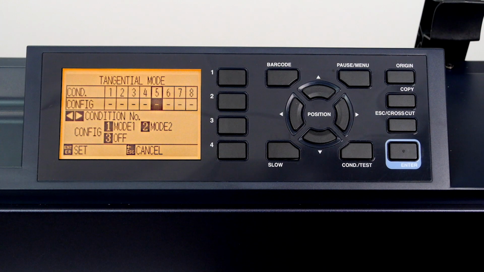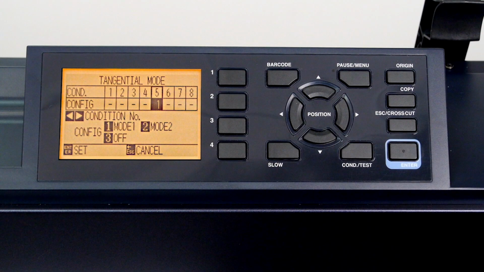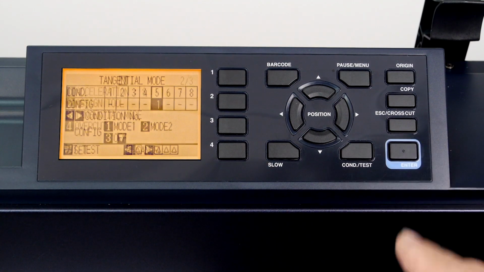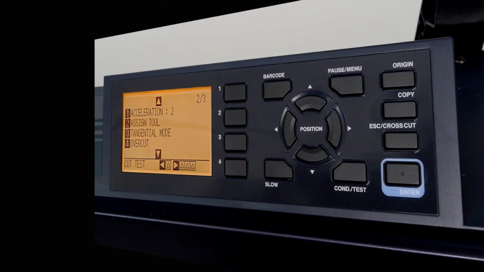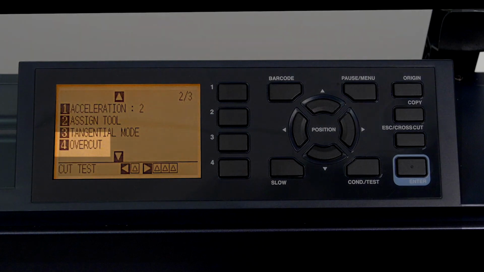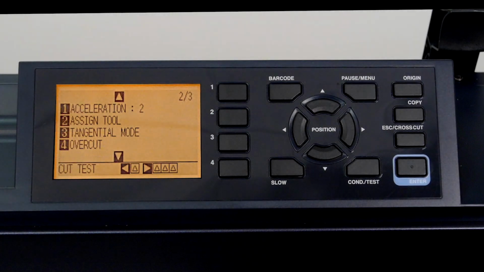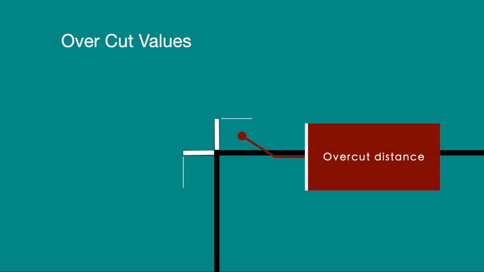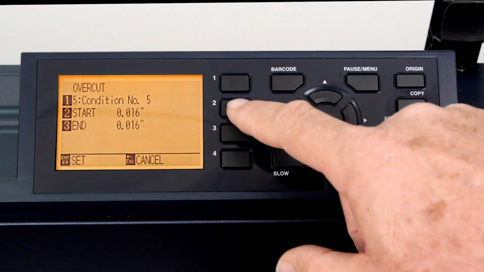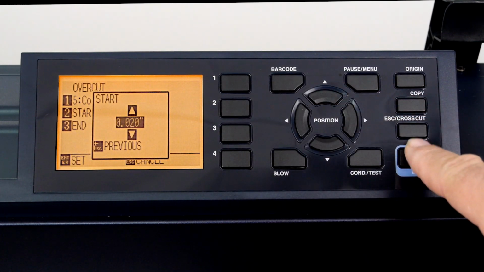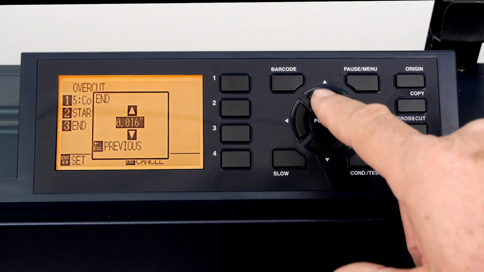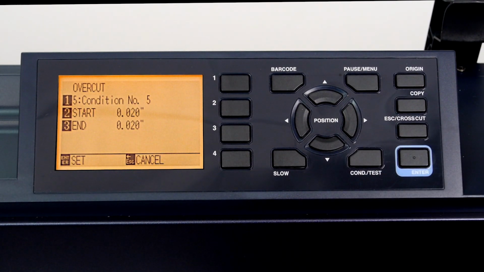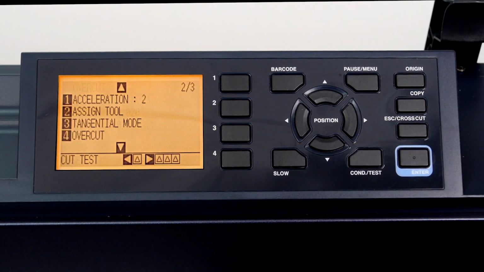In this case, we will choose Mode 1 since we will be cutting a thicker media, and click Enter to accept the change. The overcut, just below tangential mode, goes hand in hand with the tangential mode in that it allows the distance of the overcuts to be adjusted if needed. Increasing the overcut distance can ensure that the start and end points meet. Once it is set, we can press Enter.